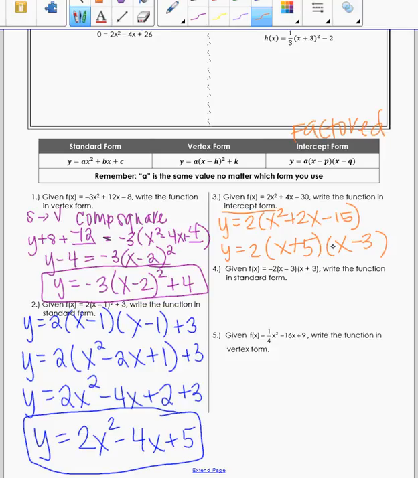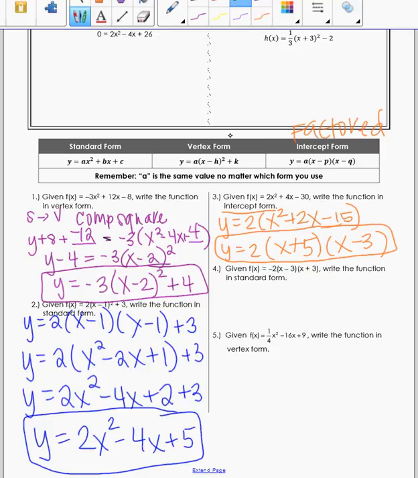So x times x is x squared, negative 3 plus 5 is a positive 2, and then you get your negative 15. So that's your final answer. Okay. Now we're going the opposite way. So number 3 was standard to vertex. Standard to intercept. Now we're going intercept to standard.